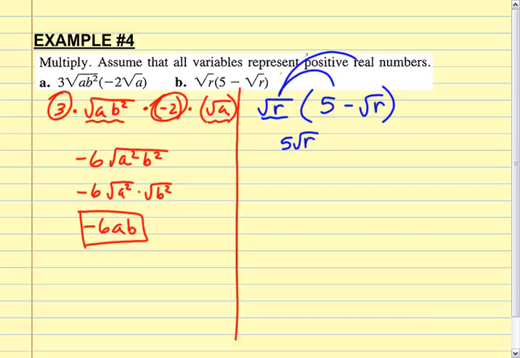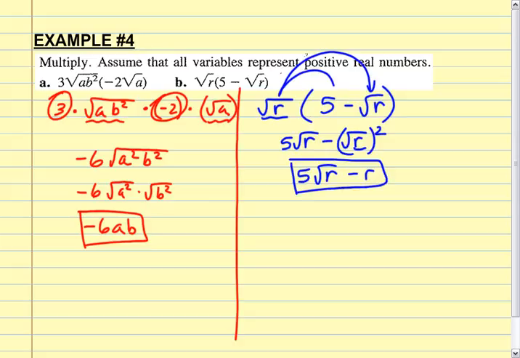And then it's going to be the square root of r times the square root of r. Okay, or negative square root of r. So that's minus the square root of r squared. Now whenever I square a square root, it just gives me the number that's underneath. So I'm going to get 5 root r minus r. Okay? And we can't do anything to simplify that. The first term is simplified, and so is the second term. So it's going to be 5 root r minus r.